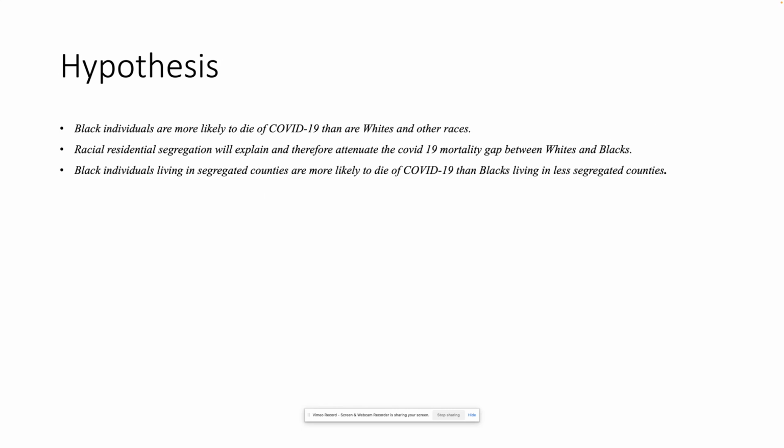by COVID-19? So there are three hypotheses I proposed here. Black individuals are more likely to die of COVID-19 than are whites and other races. Racial residential segregation will explain and therefore attenuate the COVID-19 mortality gap between whites and Black individuals. In other words, I'm proposing in this hypothesis that even whites living in segregated counties have higher chances of dying of COVID-19. That's why the mortality gap will be less. Black individuals living in segregated counties are more likely to die of COVID-19 than Black individuals living in less segregated counties.